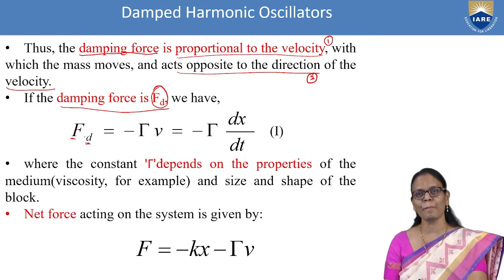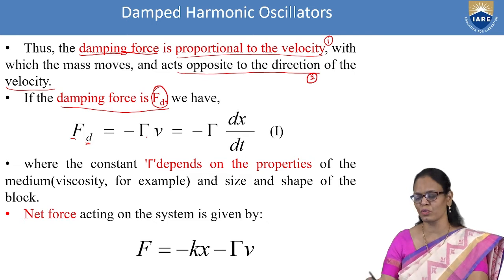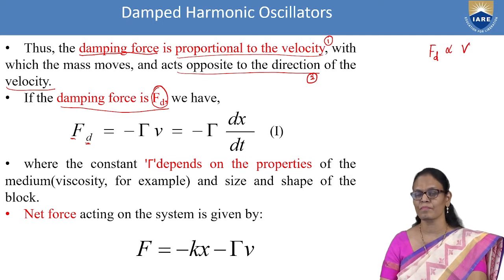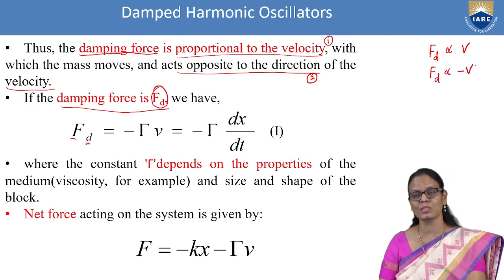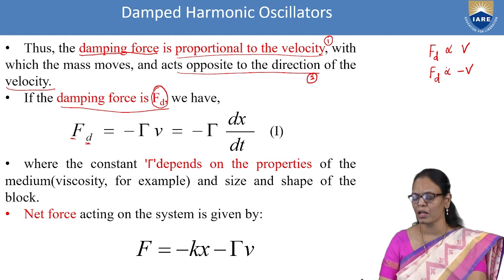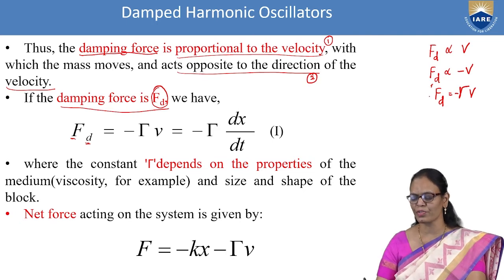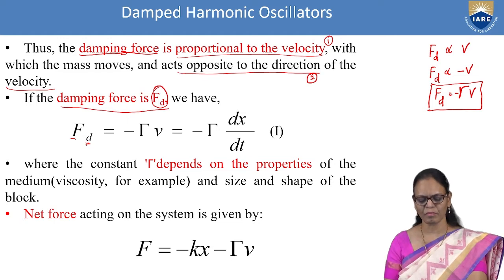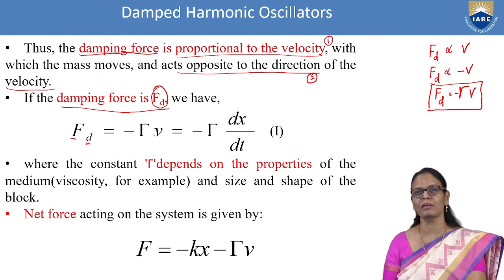Okay. So the damping force is proportional to velocity. So I write F_D is proportional to velocity. And it is opposite in direction, so I will add the sign also. I'll write it as minus v because it is opposite in direction. Now I will remove the proportionality sign and put a constant, and that constant is gamma. Minus is already there. So how we are going to write the expression for F_D is minus gamma v. F_D is equal to minus gamma v.